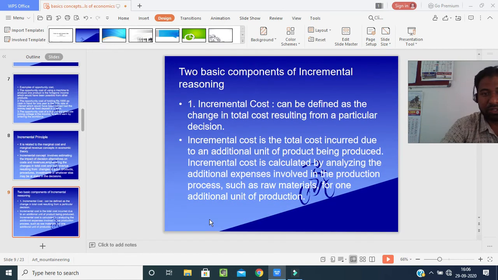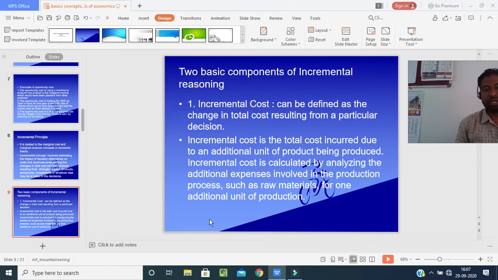And here, in the incremental principle we are having two concepts. One is the incremental cost and another is the incremental revenue. Now what do you mean by incremental cost? Incremental cost can be defined as the change in total cost resulting from a particular decision. See what decisions we are taking, and depending on the decisions, what changes come after taking them; it depends on the resulting cost.